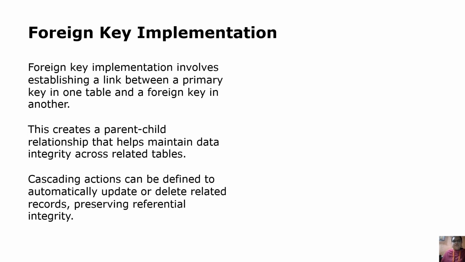Next, we discuss foreign key implementation. Foreign key implementation involves establishing a link between a primary key in one table and a foreign key in another. This creates a parent-child relationship that helps maintain data integrity across related tables. Cascading actions can be defined to automatically update or delete related records, preserving referential integrity.